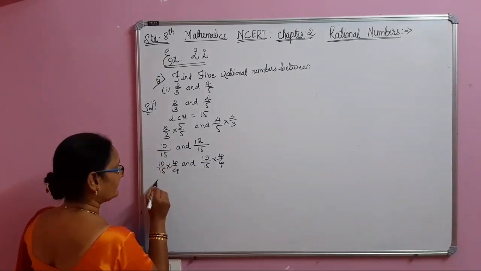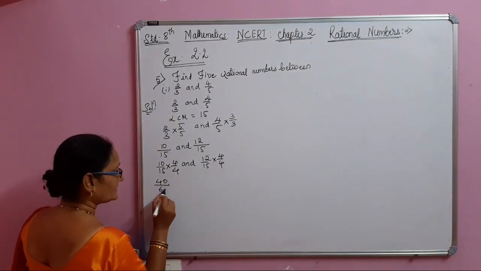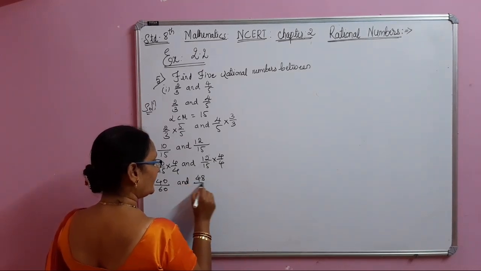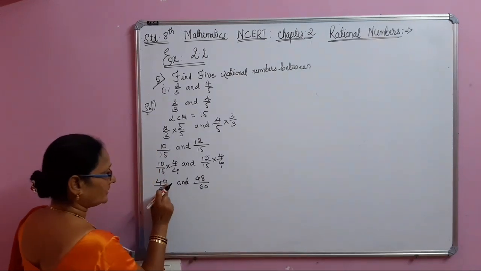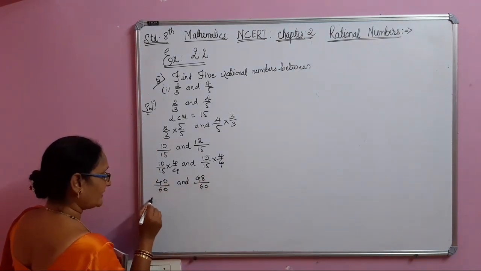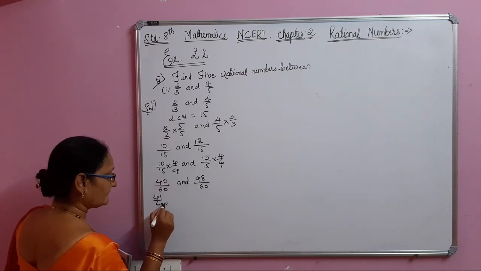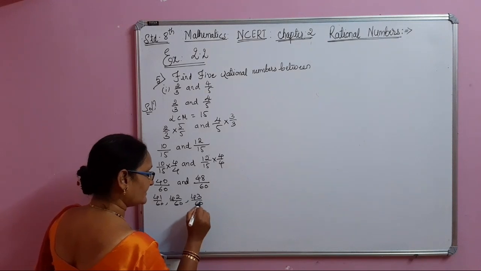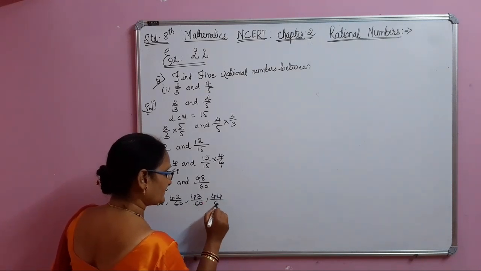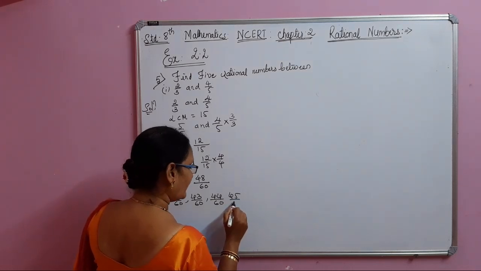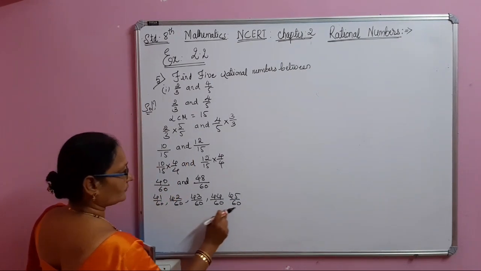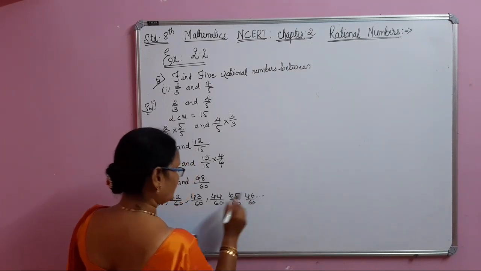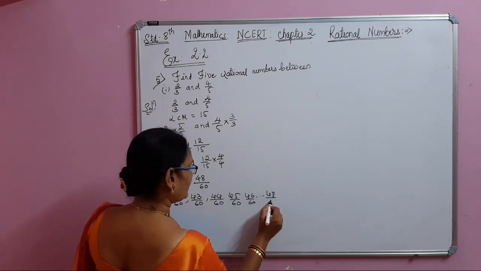So 10 4s are 40, 15 4s are 60. Then 12 4s are 48, 15 4s are 60. Now see, between 40 and 48 we can write 41 by 60, 42 by 60, 43 by 60, 44 by 60, 45 by 60. See, 1, 2, 3, 4, 5. Even more, you can also get 46 by 60 and it goes up to 48 by 60.